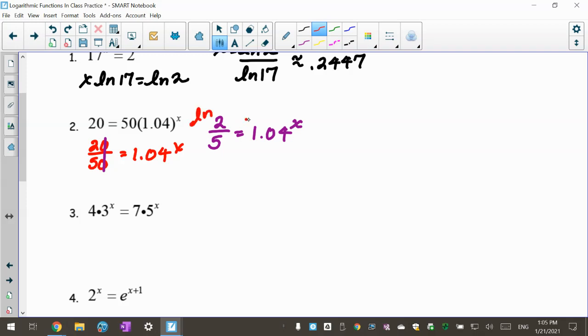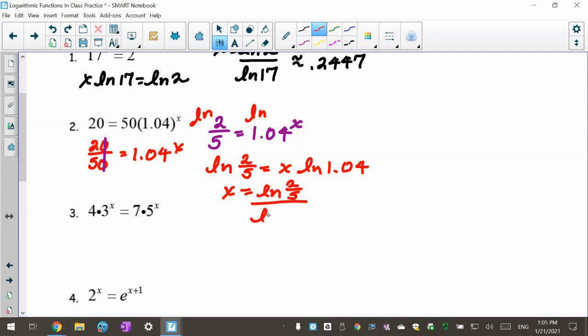So I'm going to natural log this side, natural log this side. So I have the natural log of 2/5 equals x natural log of 1.04, as I use one of the log rules and bring my exponent down. Now this is hooked by multiplication, so I know x is going to be the natural log of 2/5 divided by the natural log of 1.04. And when I stick that in my calculator, it comes out to be negative 23.3624, okay?